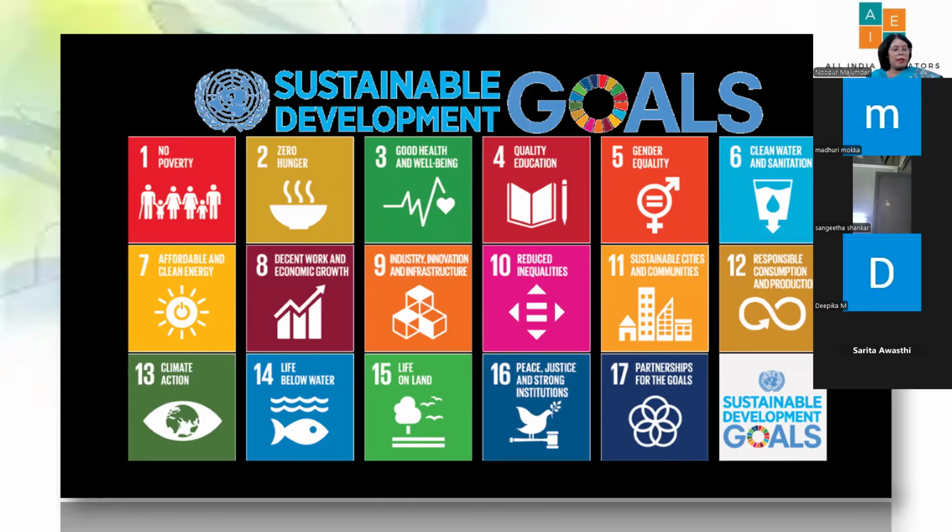Good health and well-being: ensure that everyone achieves good health. Quality education, which we are going to discuss today, my dear friends, what quality education is and how it can be obtained. Gender equality: achieve gender equality and empower all women and girls. Clean water and sanitation: ensure availability of sustainable management of water and sanitation for all. Affordable and clean energy: ensure access to affordable, sustainable, and modern energy sources.